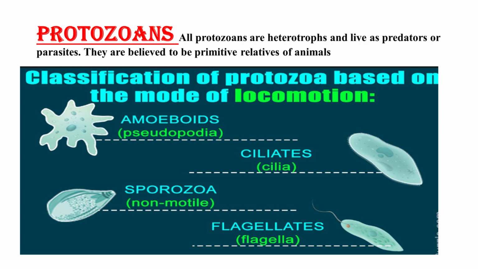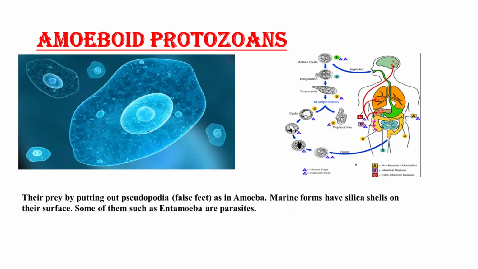They are divided into 4 major groups according to their locomotion. Amoeboid protozoans. These organisms live in fresh water, sea water, or moist soil. They prey by putting out pseudopodia, false feet, as in Amoeba. Some, such as Entamoeba, are parasites. It causes dysentery or severe diarrhea.